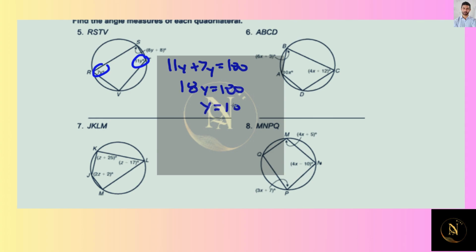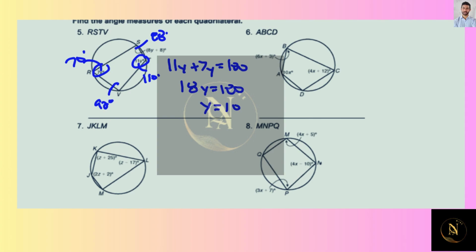And then you can answer the question, find the measure of all the angles. If y is 10, we've got 70 degrees. We've got 110 degrees. And we've got 8 times 10, which is 80, plus 8 is 88 degrees. And then subtract from 360, because there's 360 degrees inside a quadrilateral. So 360, subtract 70, subtract 88, subtract 110, and we're left with 92 degrees.